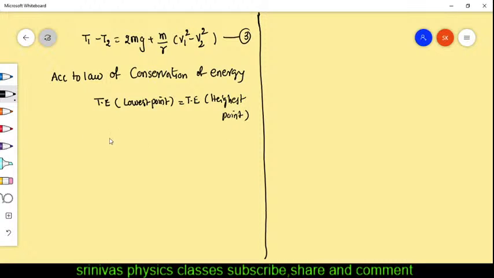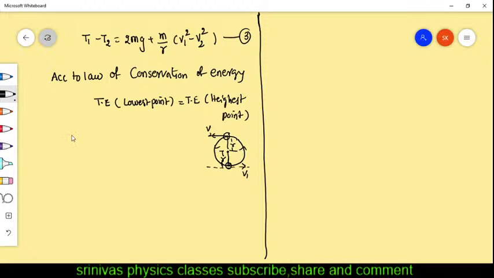You see the figure. From the figure, we have to write the total energy, so let us draw the diagram here. This is the circle. At the lowest point, we can take its height as 0, and it has the velocity v1. This is the reference point. And this is the highest point, where the velocity is v2. It is going along the vertical circle. This is the radius r.